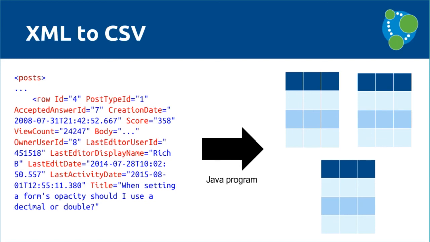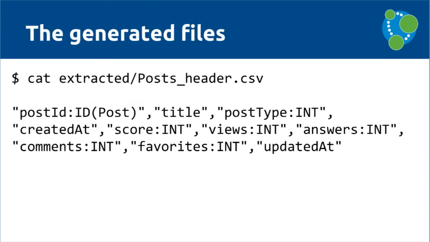So there is a magical Java program here. That's a bit of Michael's magic import dust. I think we've got that on GitHub somewhere. It's on the blog post. In fact, we've got to get it from here into this structure. And this is what one of the files looks like.